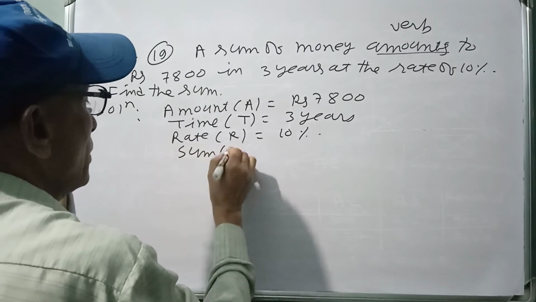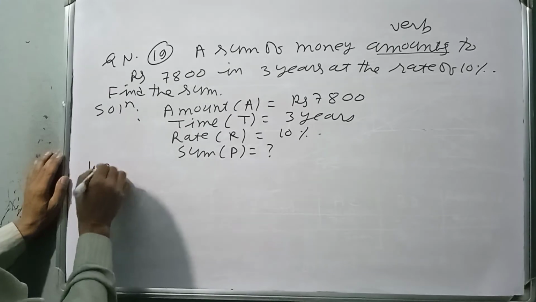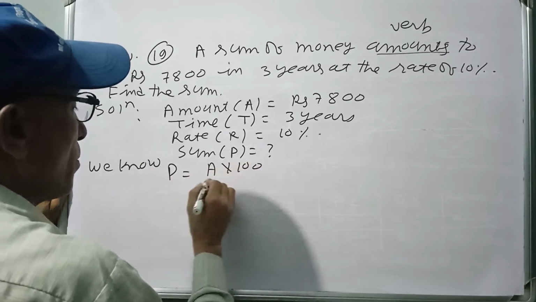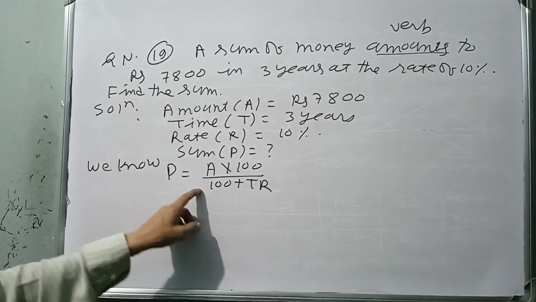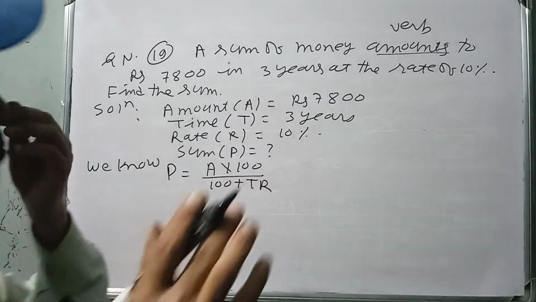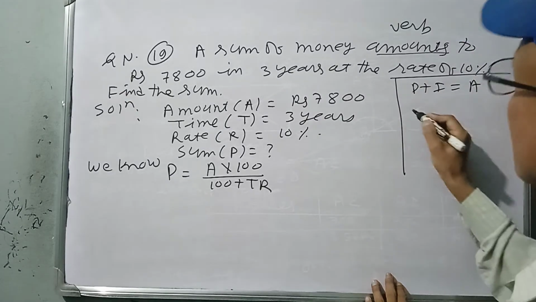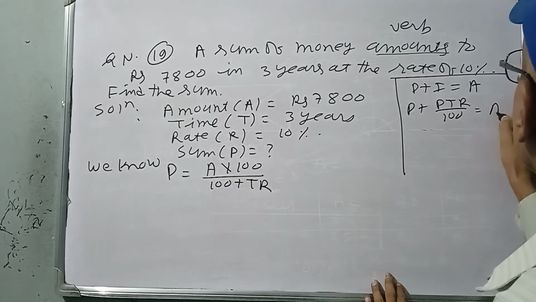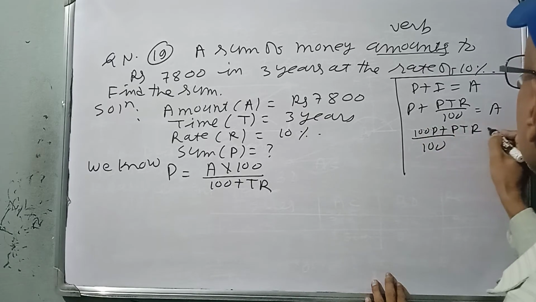Sum P equal what, if we know? P equal A into 100 upon 100 plus TR. Can you remember this formula? P equal A into 100 by 100 plus TR. Sometimes you may forget. If you forget, do it this way: P plus I equal A. P plus I means P plus PTR by 100 equal A. Take LCM 100: 100P plus PTR equal A.